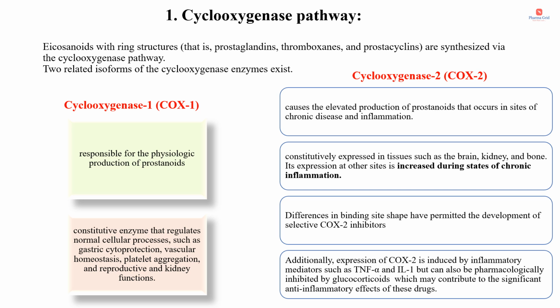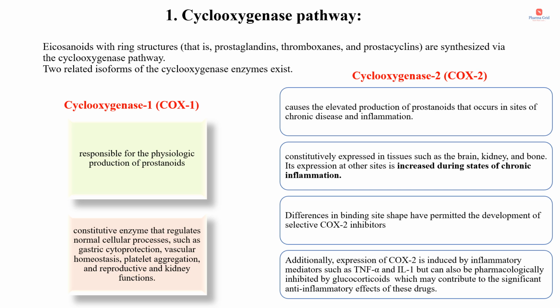The cyclooxygenase enzyme exists in two isoforms. One is COX-1, that is cyclooxygenase 1, and the second one is COX-2, or cyclooxygenase 2. COX-1 is responsible for the physiologic production of prostanoids. It is a predominantly constitutive enzyme that regulates normal cellular processes such as gastric cytoprotection, vascular homeostasis, platelet aggregation, and reproductive and kidney functions. It is mainly present in the gastrointestinal mucosal cells, renal tubule cells, and platelets, and it is responsible for the formation of prostaglandins involved in regulating the homeostatic functions in the body.